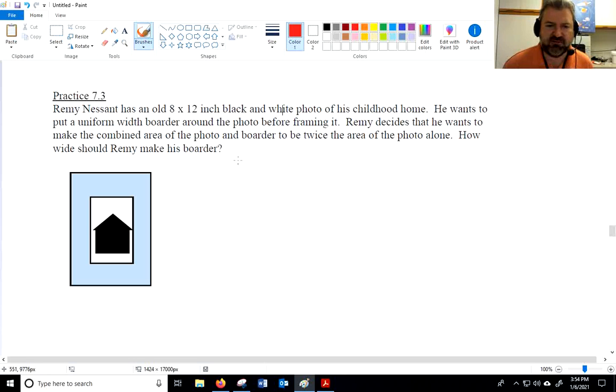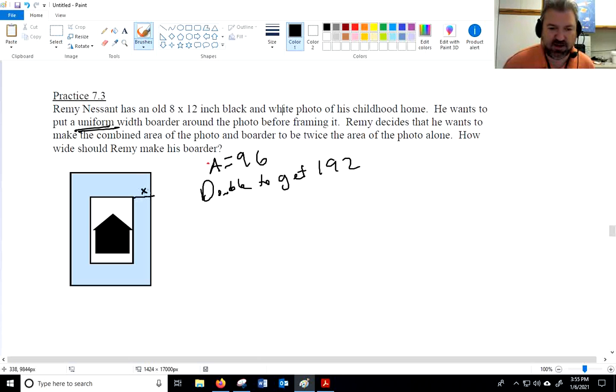So it's an 8 by 12, right? So we know that area is length times width. So the area of the photo is equal to 96. But he wants to make that double. So he wants to double this, which would give me what? 192. That's going to be the new combined area, right? So the amount that he's going to add is going to be, look for this word, he wants to put a uniform border, right? So that means it's going to be X wide and X tall, okay?